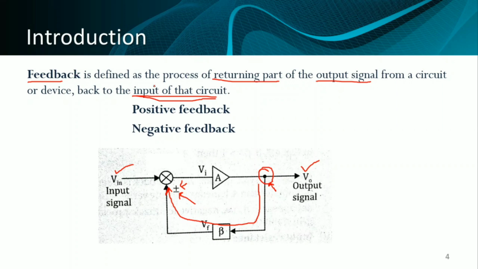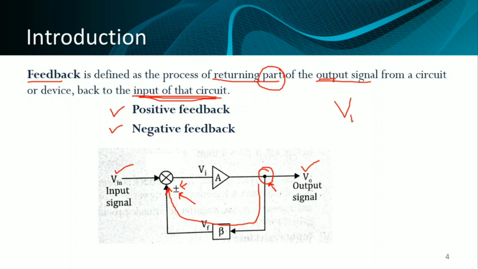So feedback is defined as a process of returning a part. We are not taking the complete output signal. Instead, we take a minute part from the output signal of the circuit or the device and give it back to the input of the circuit. Depending upon the addition or subtraction, we decide whether it is positive feedback or negative feedback.